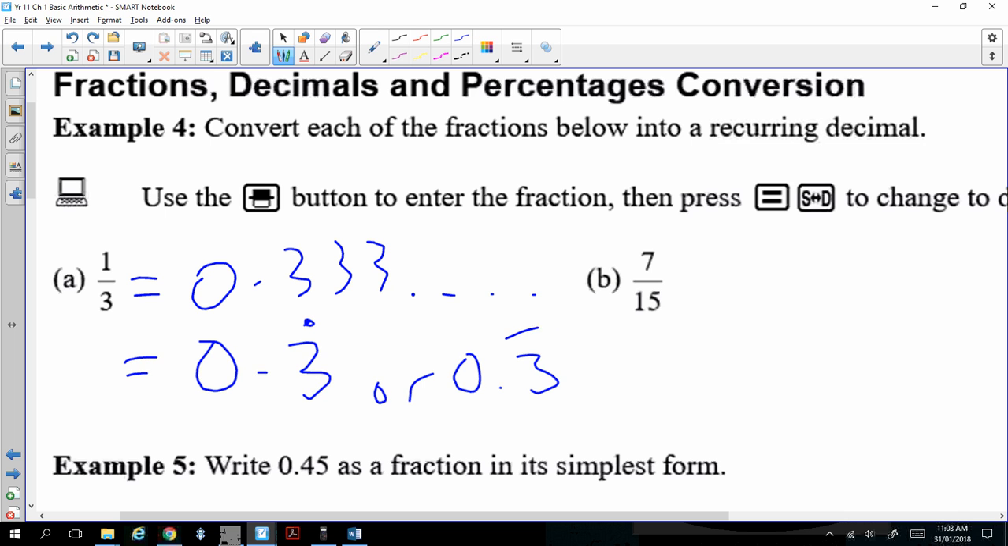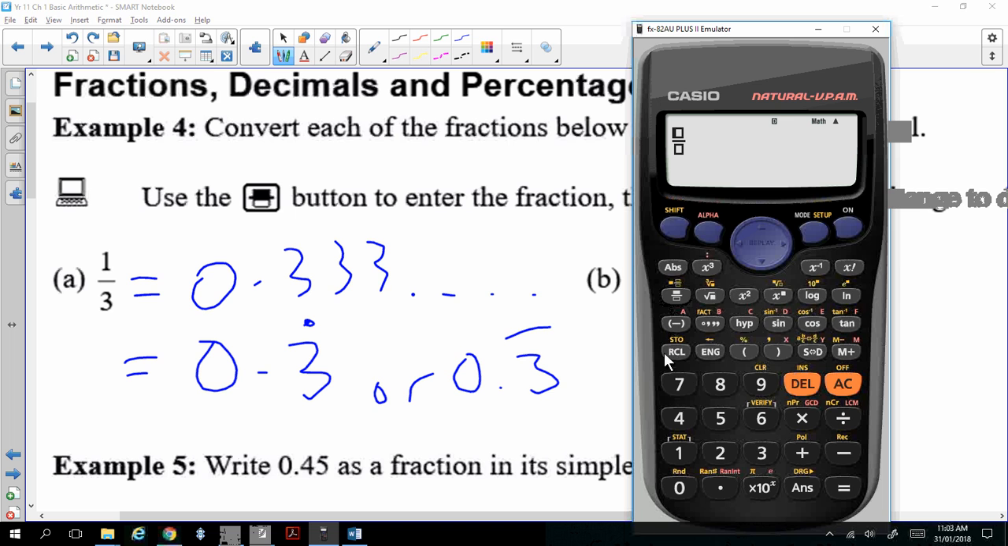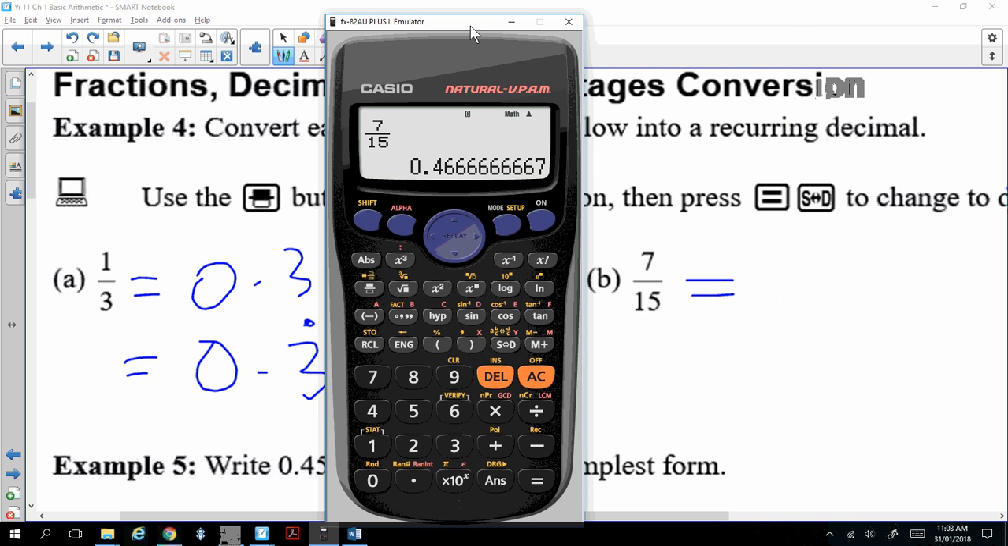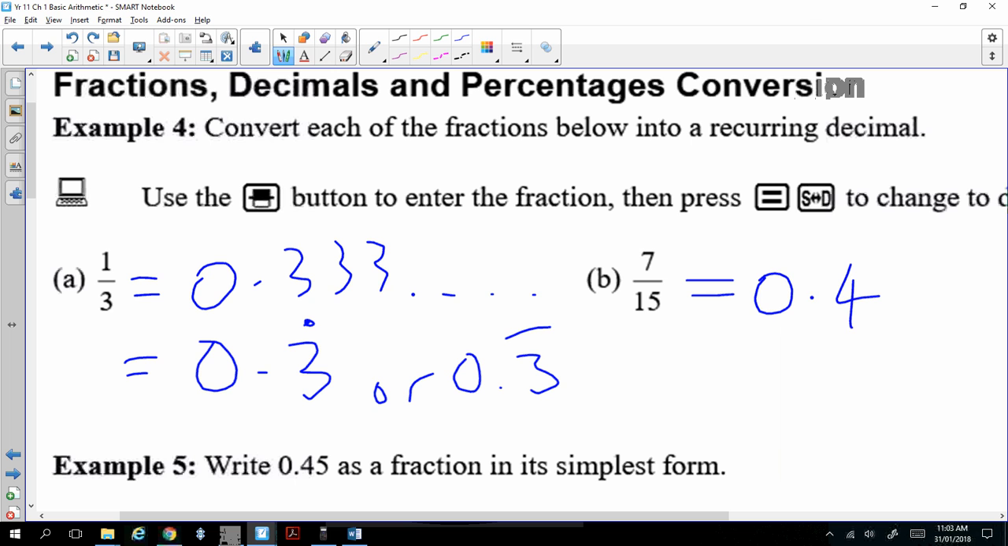Have a try. 7/15. Press fraction key. 7/15. That. Press SD. What if I press SD again? Just goes back to fraction. So we press SD like that. The calculator rounds the answer to the last digit. So it means that it should be 6 repeating. So you write 0.46 with lots of dots, and then you write 0.46 with a dot on the top.